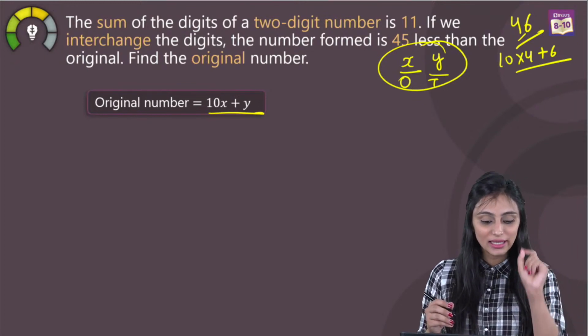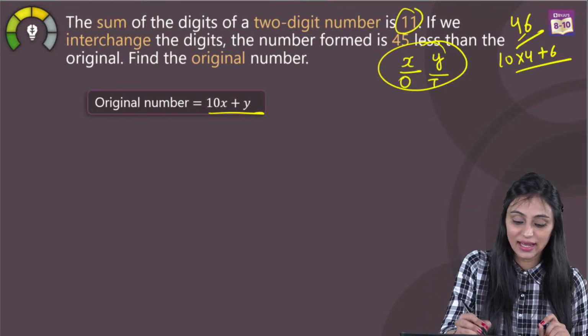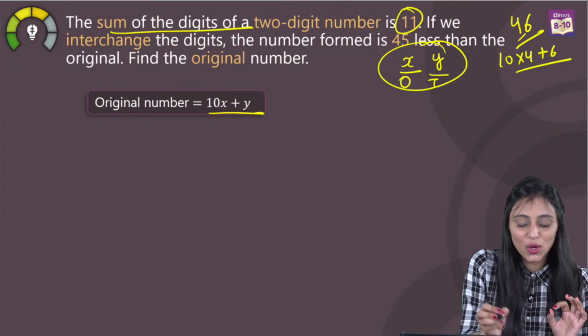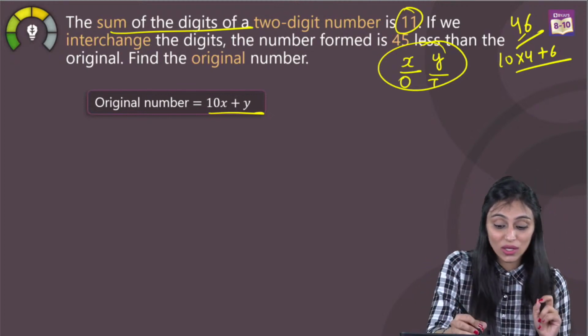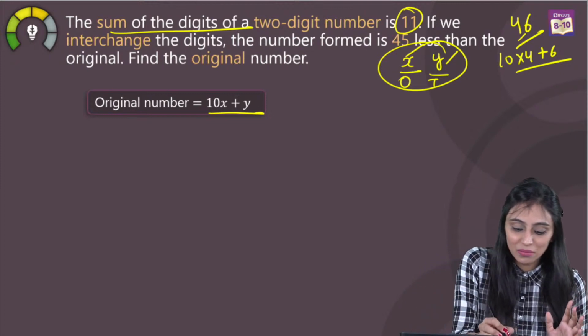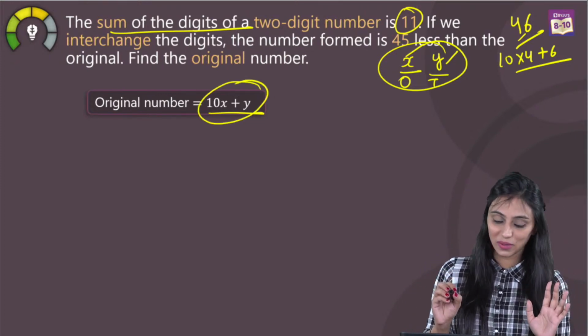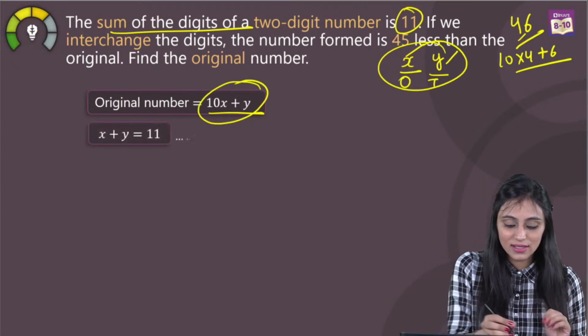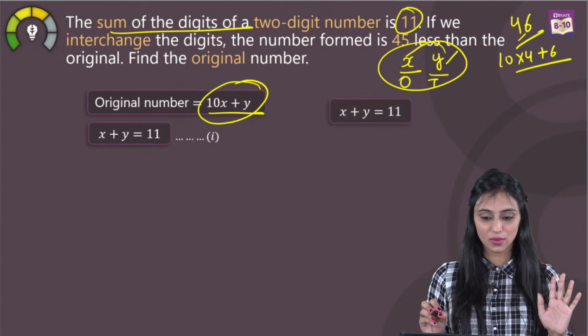Now the sum of the digits of a 2-digit number is 11. I tell you one very simple thing. When you talk about digits, digits means we are talking about these x and y. When I talk about the original number, that means I'm talking about this. Okay. Now digits are x and y, their sum is 11. We have formed our first equation.